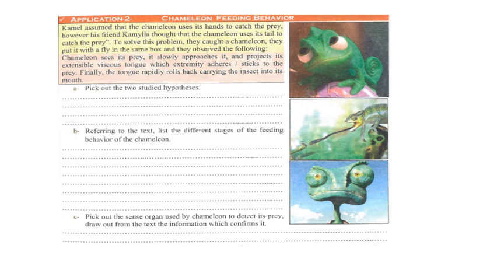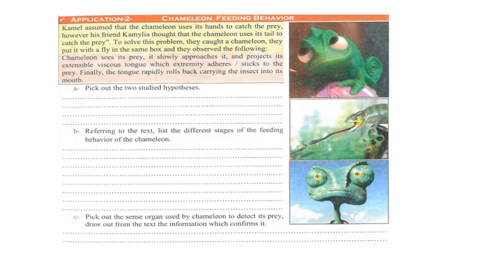Application 2. Camel assumed that the chameleon uses its hands to catch the prey. However, his friend Camellia thought that the chameleon uses its tail to catch the prey. To solve this problem, they caught a chameleon, they put it with a fly in the same box, and they observed the following. Chameleon sees its prey. It slowly approaches it and projects its extensible viscous tongue, which extremity sticks to the prey. Finally, the tongue rapidly rolls back, carrying the insect into its mouth.